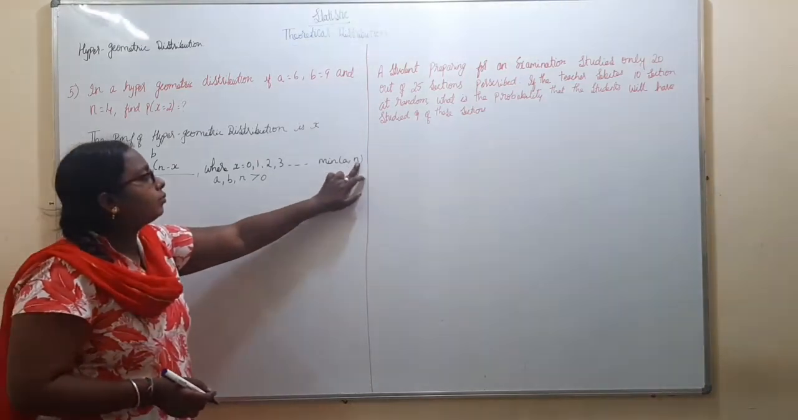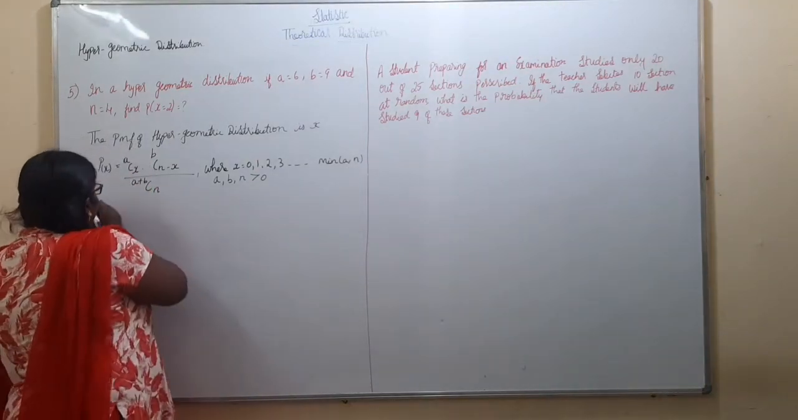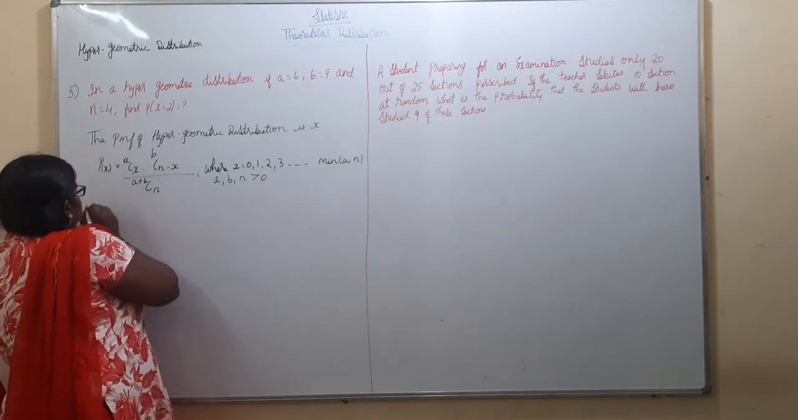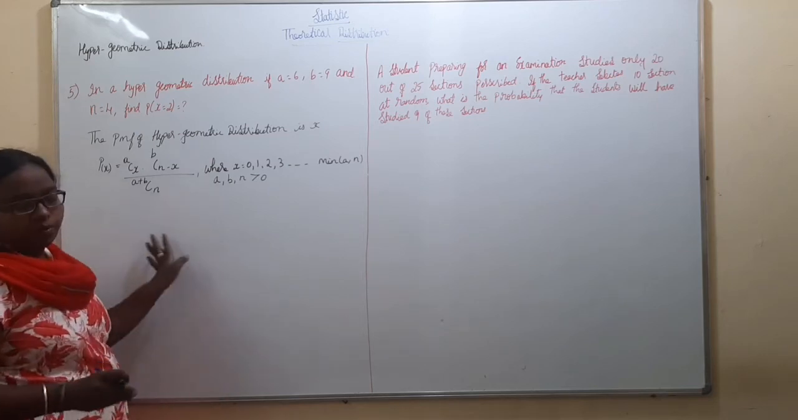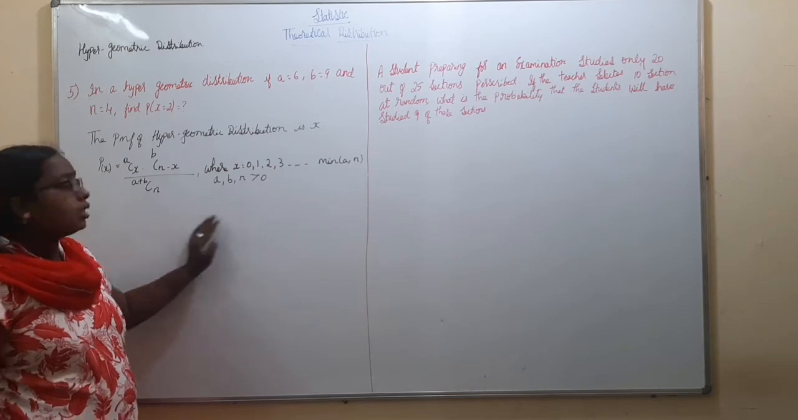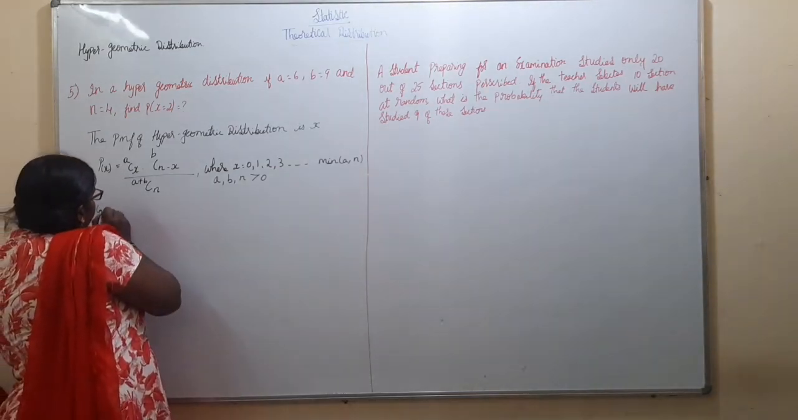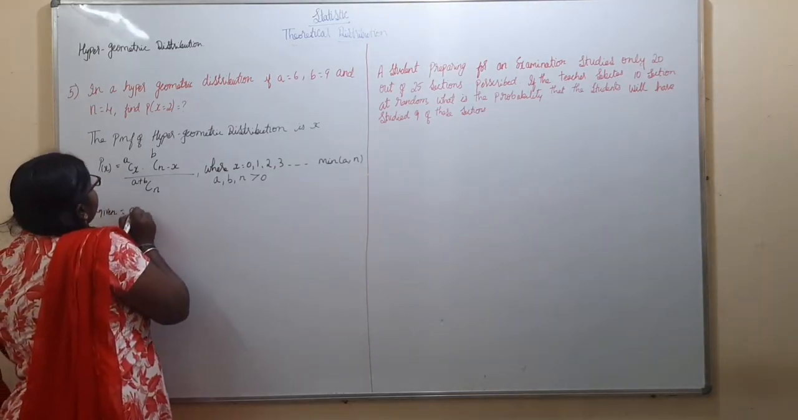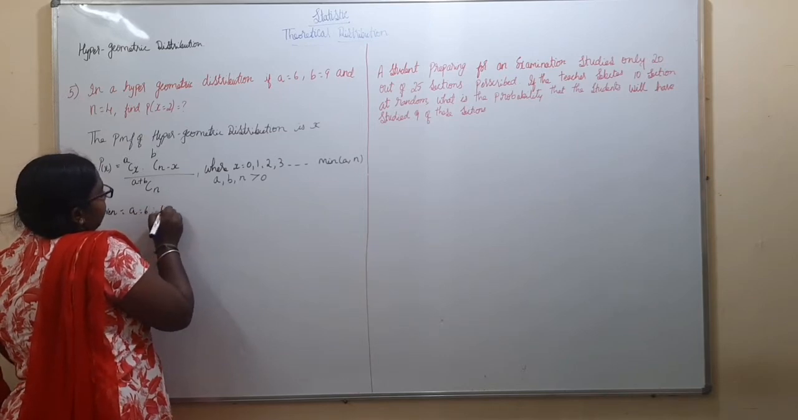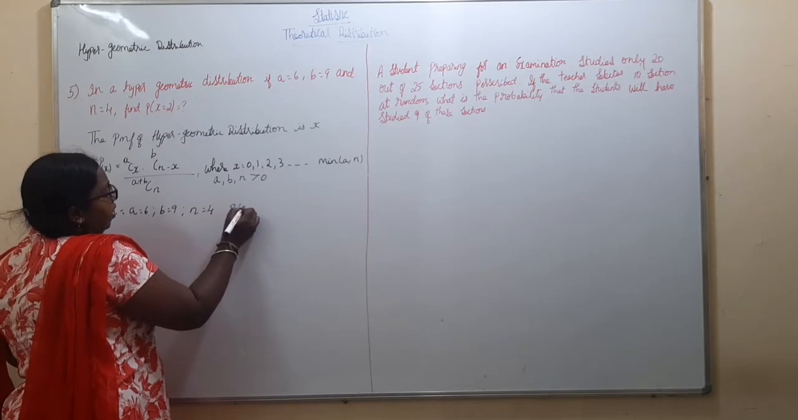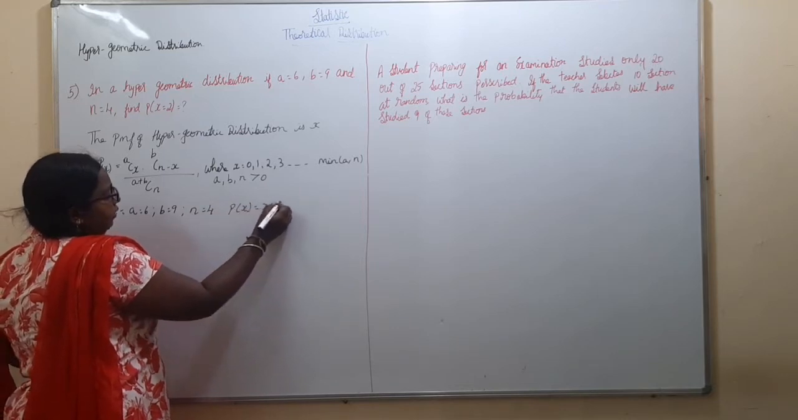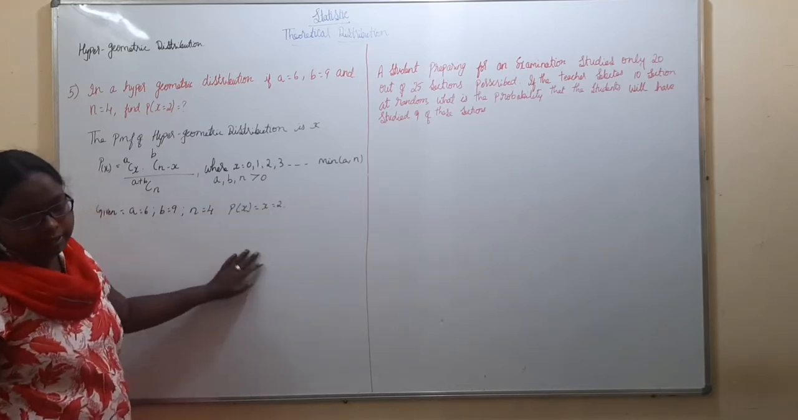So this is the normal one. Then what is given for us? A is 6, B is 9, N is 4, and we need P of x where x is equal to 2.